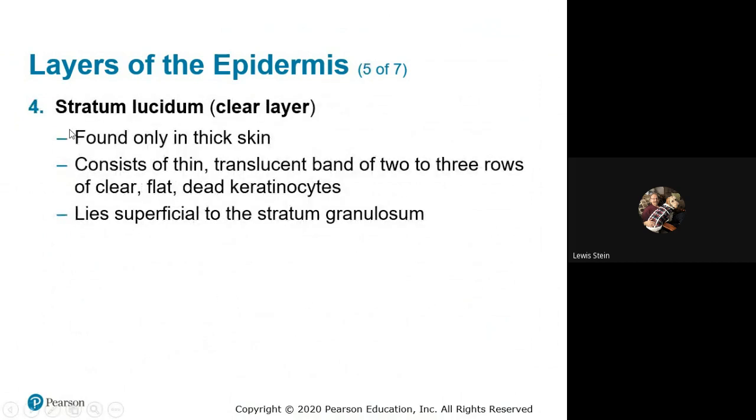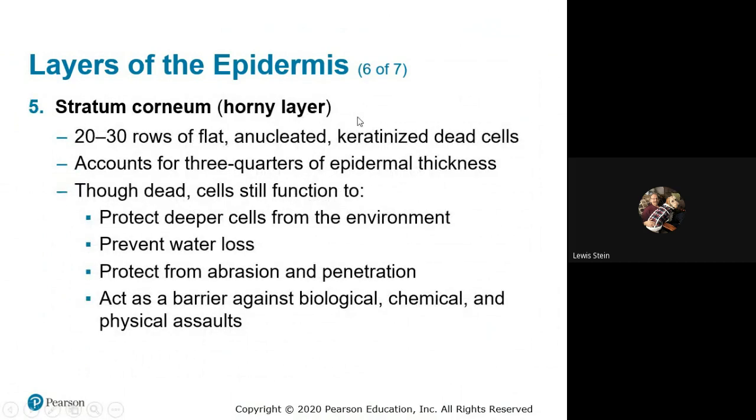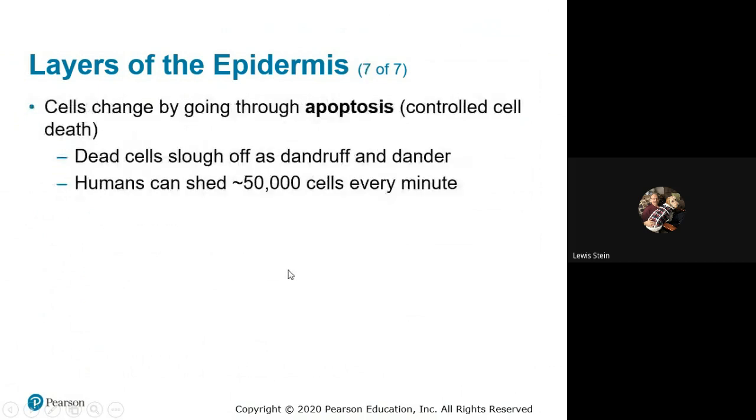The lucidum, again, thick skin, we think they call it a translucent band. I don't know that that's necessarily true. Again, I think that's more likely just an area that didn't stain as the cells transition from dying to dead. And then finally, we see this stack of horny layer. Cornification is a rough outer area, very, very thick. They say 20 to 30 rows. Some authors will say 30 to 40 rows, and they're all very protective.